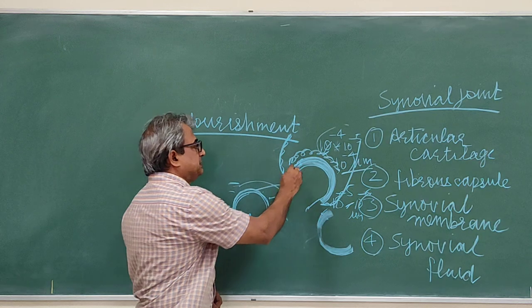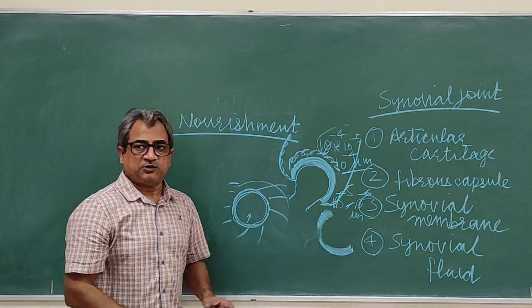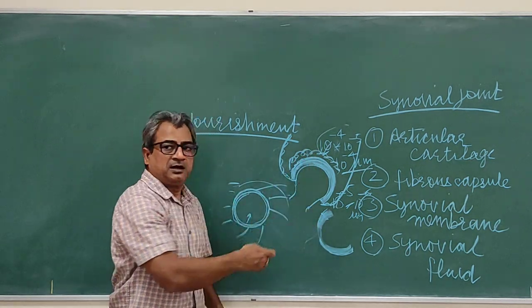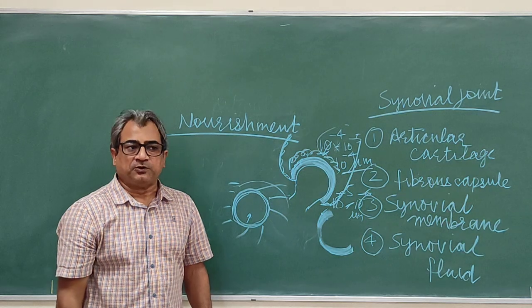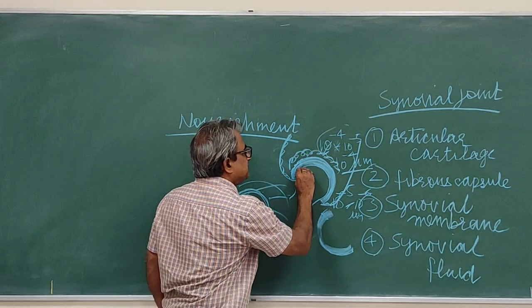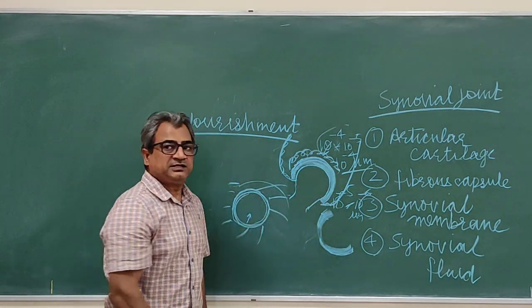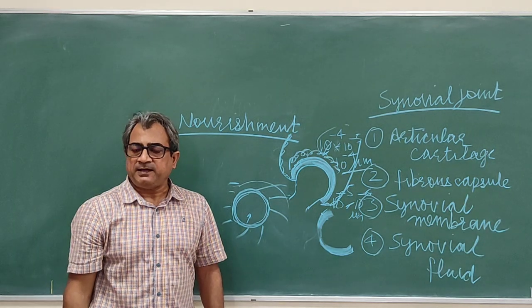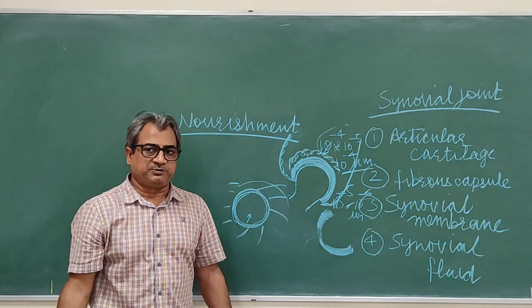Then the second kind: synovial fluid is present. This synovial fluid is directly in touch with the cartilage. It can provide nourishment to it. Then third, you see this bone surface, the bone has its own Haversian system, right? From where the nourishment is present.